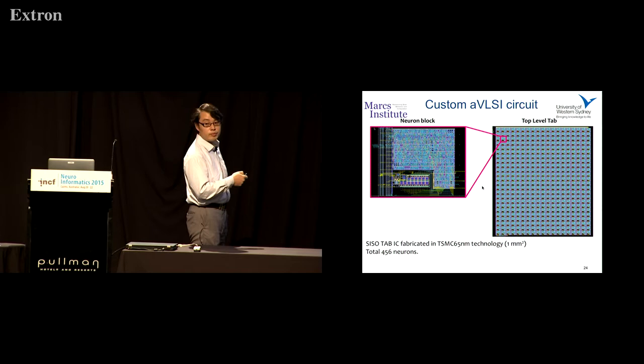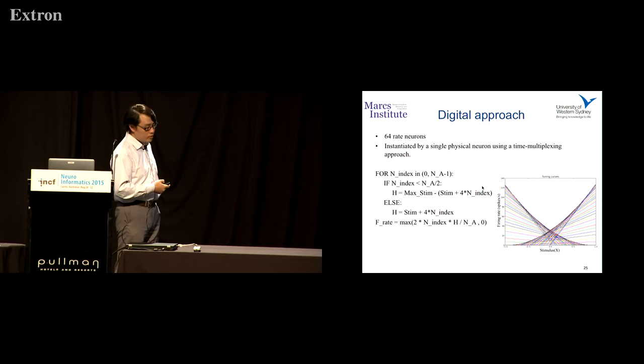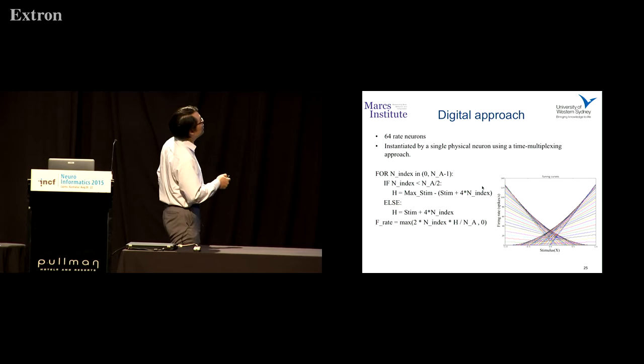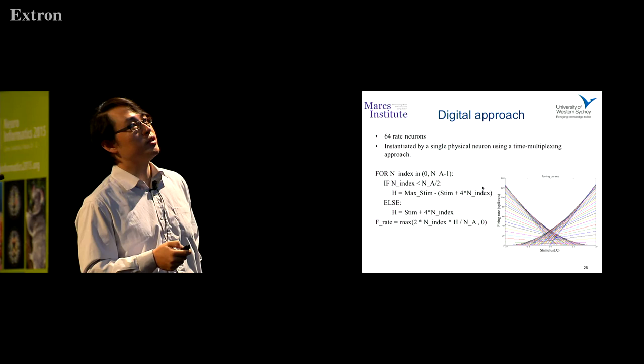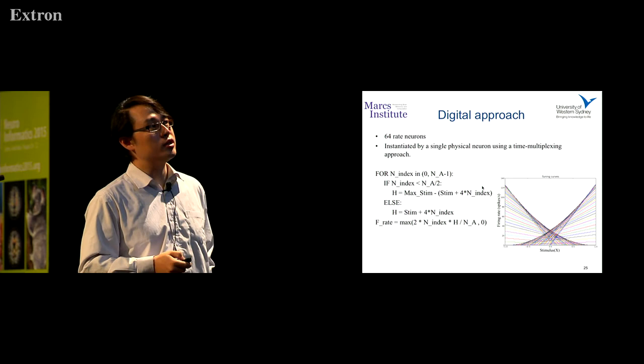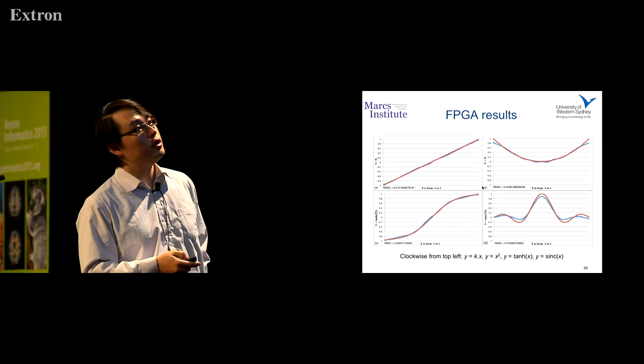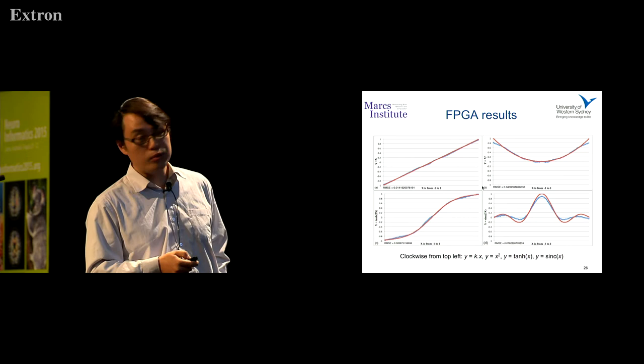OK, so this is our digital approach, which is based on the DeepSouth hardware. It has 64 neurons, and they use the time multiplexing approach, so you just need one physical neuron. And this is the pseudocode to tell you how to get the hidden layer response. This is the tuning curve. Yeah, this is some output result. We can see the RMS is pretty small compared to the one using analog.